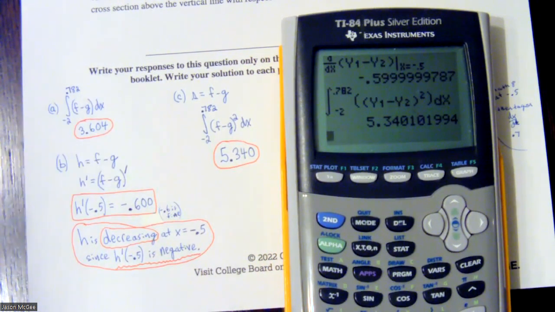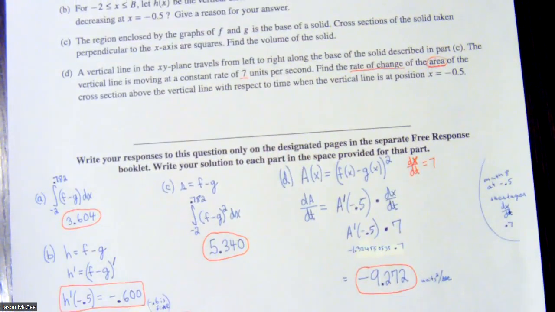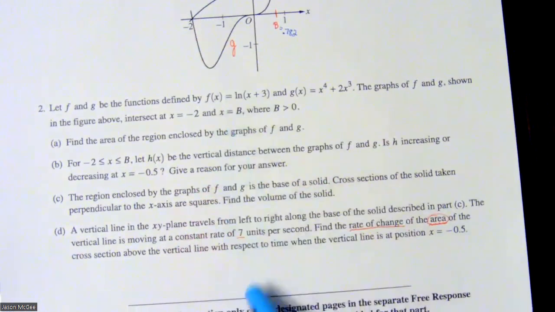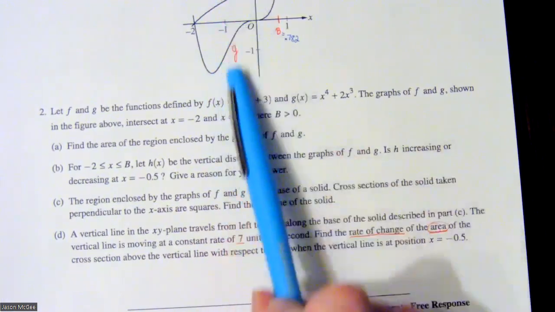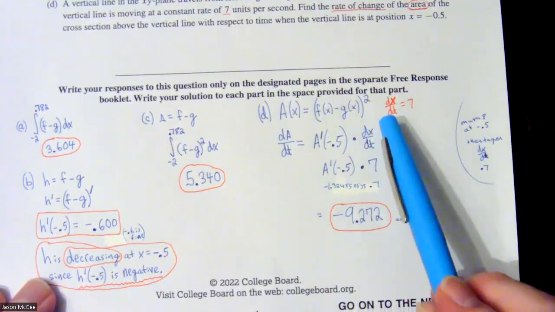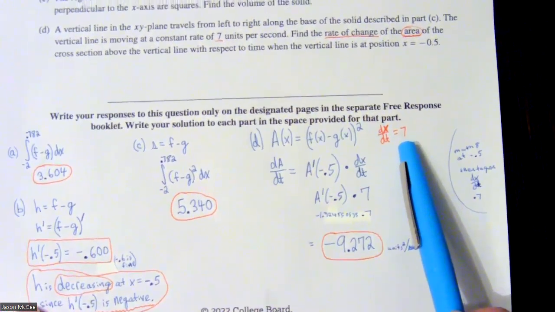So make sure we're studying those cross sections, getting those easy setups down. And then letter D says a vertical line travels from left to right. The vertical line is moving at a constant rate of 7 units per second. So we got this vertical line moving. So if the vertical line is like X equals a number, and then that keeps changing right there, and they tell us how fast that X is changing. So that means like the dx dt is going to be equal to 7 there.